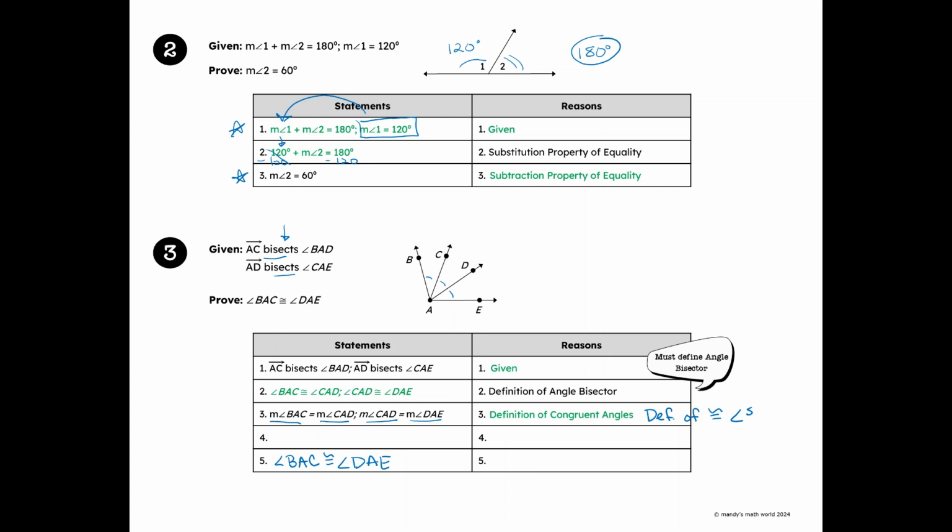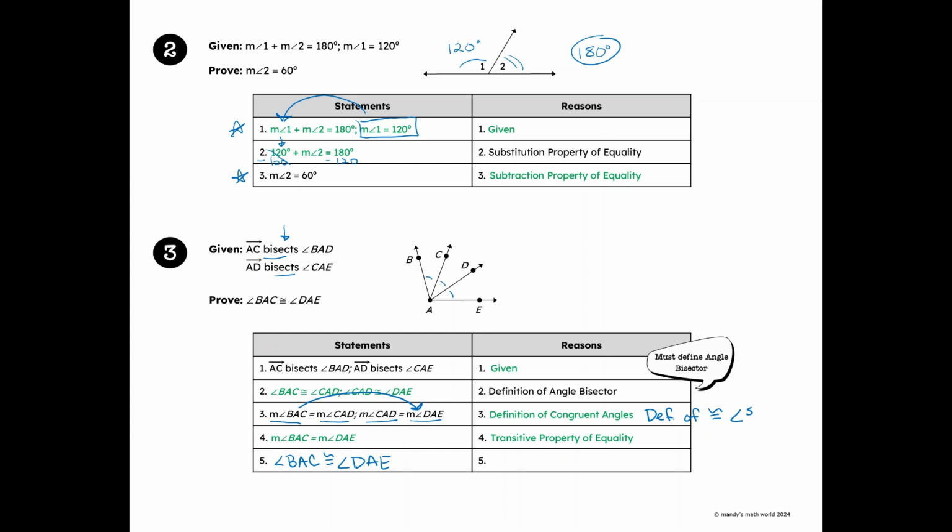So in statement number 4, okay, follow me on this. And I'm going to shorten it up. If BAC equals CAD and CAD equals DAE, then doesn't BAC equal DAE? Sure, it does. The measure of angle BAC equals the measure of angle DAE because both of those are equal to the same thing. So I can write that using the transitive property of equality.